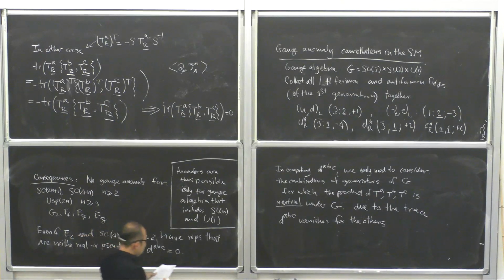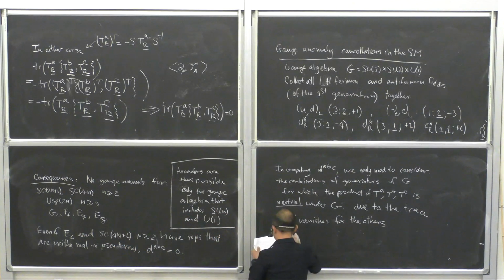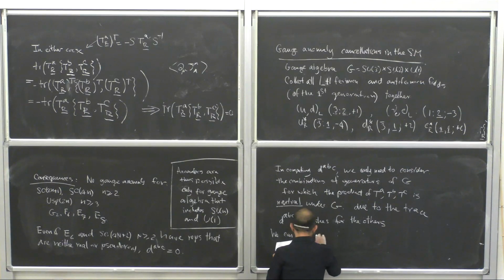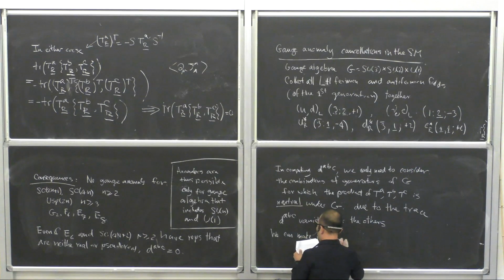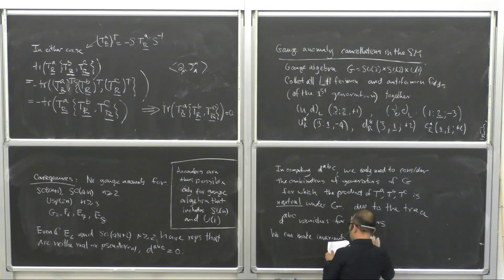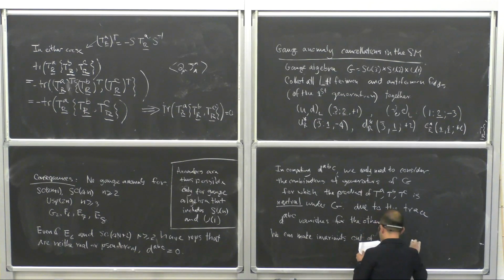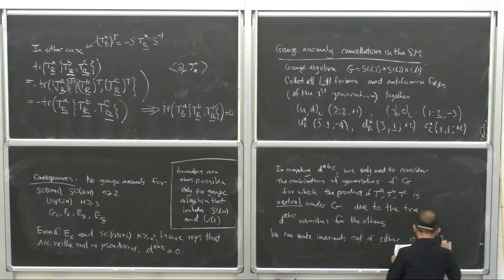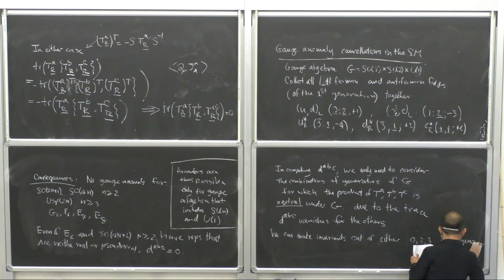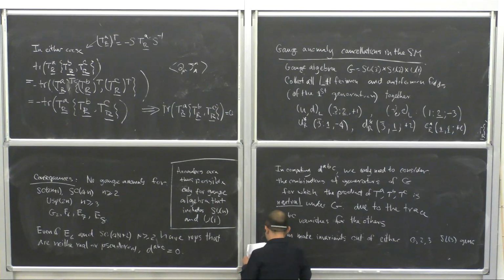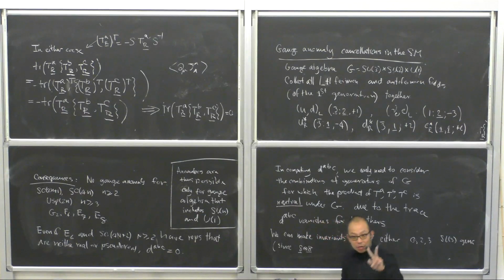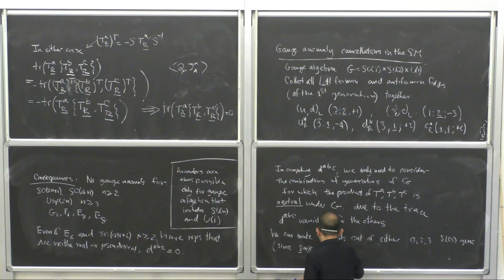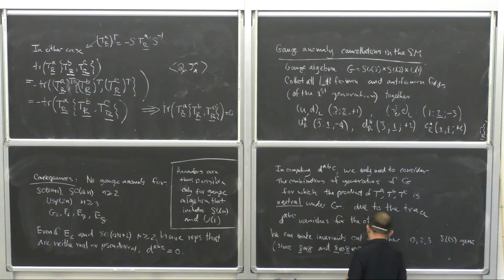So we can make an invariant out of either 0, 2, or 3 SU(3) generators. This is because, if you take the adjoint representation, why adjoint? Because generators are in the adjoint representation. This and this contain a singlet.